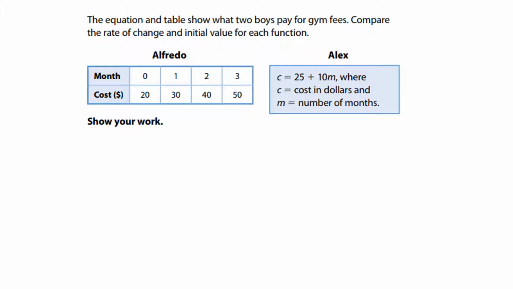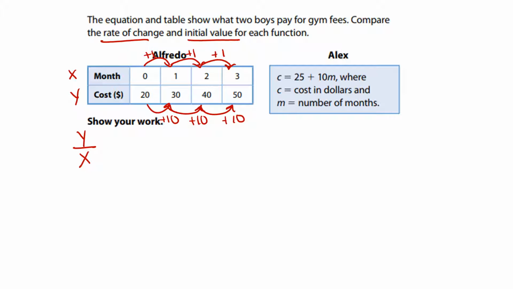For this problem, it says the equation and table show what 2 boys pay for gym fees. Compare the rate of change and initial value for each function. So this one, it's asking for both rate of change and initial value. So looking at Alfredo, again, for a table, the rate of change is found by counting up each time. So 0 plus 1 is 1, 1 plus 1 is 2, 2 plus 1 is 3. 20 plus 10 is 30, 30 plus 10 is 40, 40 plus 10 is 50. Remember, we write it as a fraction, y over x, and so in this case, 10 over 1, and so our slope, our rate of change, is 10.